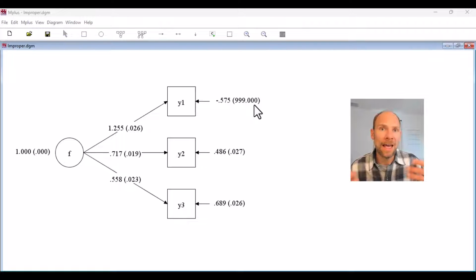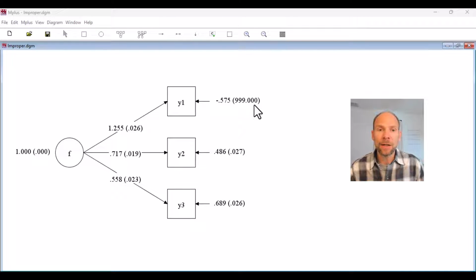We call that a Heywood case also in structural equation modeling, and here it is associated with this standardized factor loading that is 1.255, and I want to shed more light on this issue in this video. So what does this mean? Why does this occur? And what can you do about it?